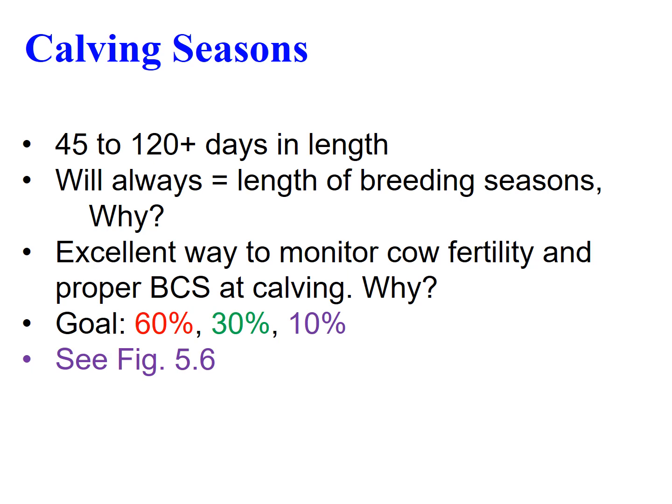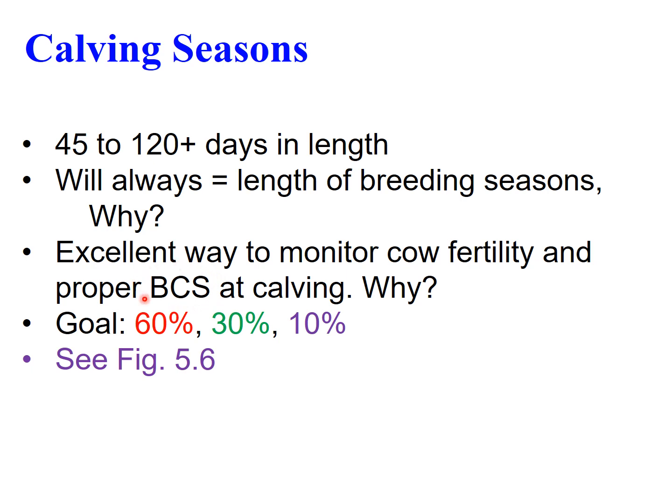Why is that? Well, if you only expose your cows to bulls for 60 days, then 285 days from when they were bred, they're going to calve. And so if you have a 60-day breeding season, you're going to have a 60-day calving season. I think having a calving season is an excellent way to monitor cow fertility. You know which cows calved and which didn't. Hopefully you palpated them before calving season so you know if they're open or not. You can manage body condition score.